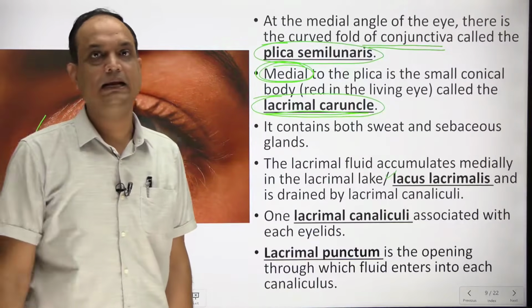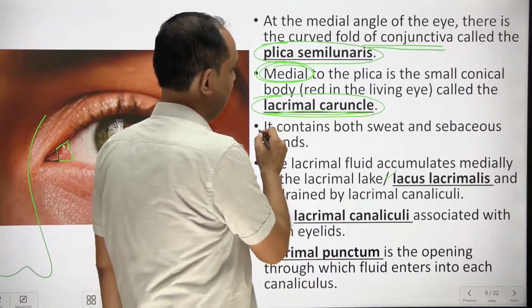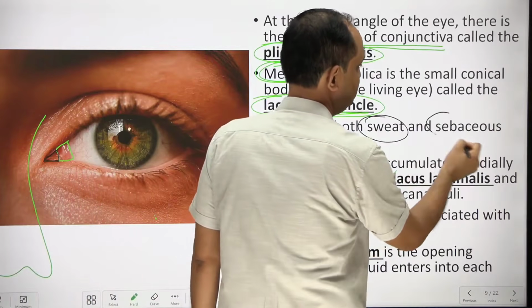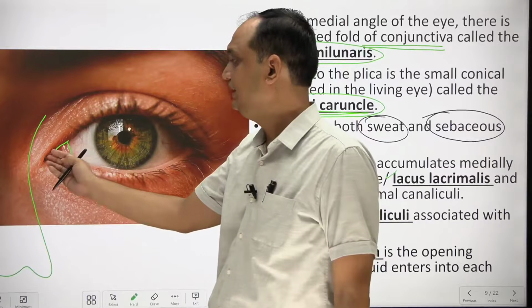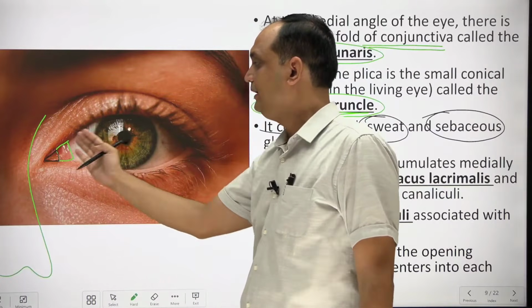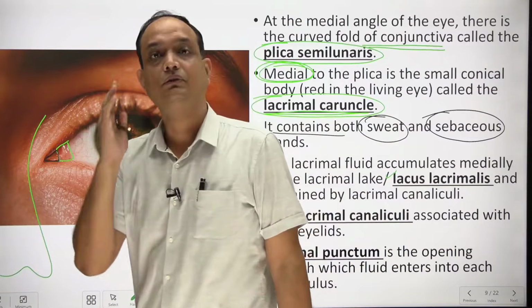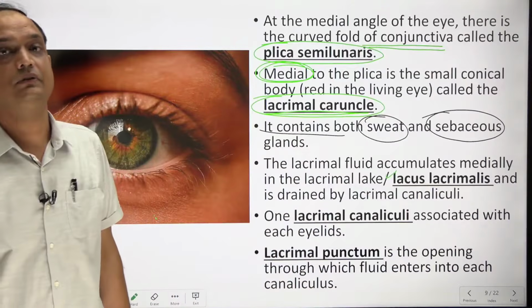अब ये lacrimal caruncle क्या होता है? Now this lacrimal caruncle contains the sweat and sebaceous gland और ये जो secretions हैं sweat and sebaceous glands के, ये टीयर के साथ मिलके क्या बनाते हैं? फिल्म बनाते हैं in front of our external surface of eyeball.